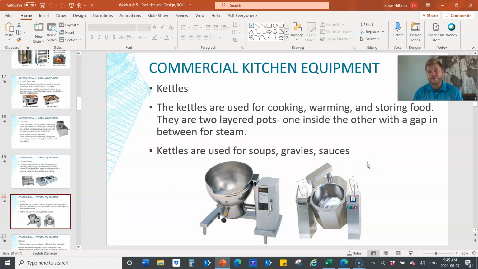Kettles. So if any of you have worked in a kitchen before, kettles are used, but they're very rarely used ever during service. So these are usually a prep item. They are often in the back prep area, so they can be used for cooking or warming or storing food. They're generally a 2-layered pot, one inside the other with a gap for steam. So they're steam powered, which is typically electricity, but not always. And we also often use them for soups and gravies and sauces, where we might also make large batches of this kind of stuff and then have on the actual range or the cooking line a smaller portion kept hot.